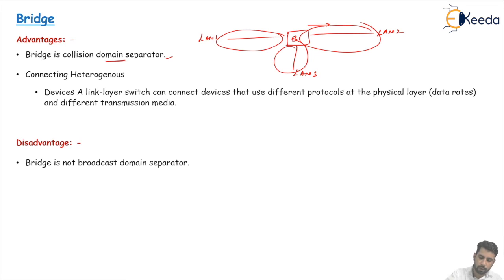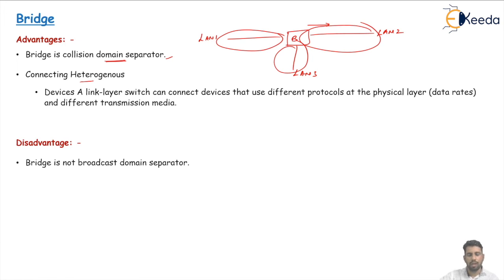One more advantage of the bridge is connecting heterogeneous devices. Connecting heterogeneous means a link layer switch or link layer bridge can connect devices with different protocols at the physical layer, at different data rates, or with different transmission media. It can connect heterogeneous devices.